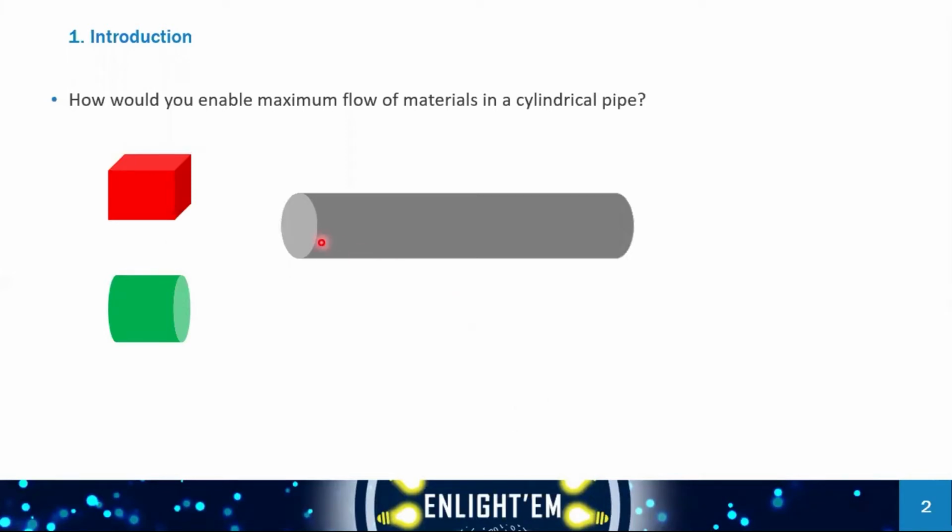I want to start my presentation with a simple question. Imagine you have a cylindrical pipeline to transfer a cube or a cylindrical material. Which of the materials would you choose to get the maximum flow through the pipe? I'm sure you'd agree with me that it's the cylindrical material which will utilize most of the cross-section of the pipe. So I would choose the cylindrical one. Here, the idea is that to get a maximum flow of materials in a pipe, you should shape the material to have the same cross-section as the pipe itself.